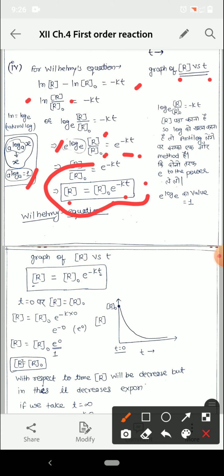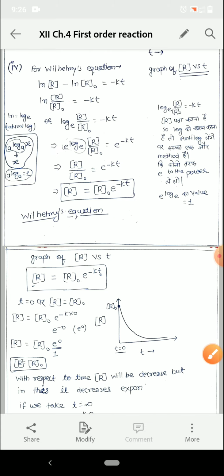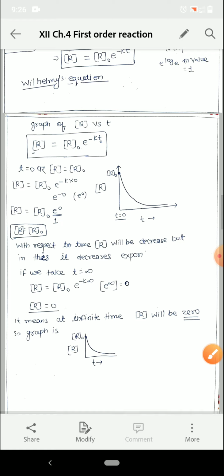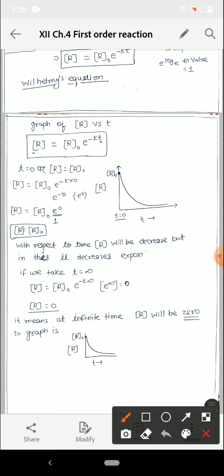इससे हम इसकी क्या बनाएंगे? ग्राफ बनाएंगे. ठीक है, चलो ग्राफ बनाते हैं. सो नाउ व्हेन द t इज इक्वल टू 0, सपोज टाइम 0 है. तो व्हेन t इज इक्वल टू 0, r इज इक्वल टू क्या होगा? r नॉट होगा. ठीक है, तो यहाँ पर अगर हम 0 करते हैं, माइनस k इंटू t, वो कंप्लीटली 0 हो जाएगा. मीन्स e की पावर 0. इट मीन्स इट इज 1.